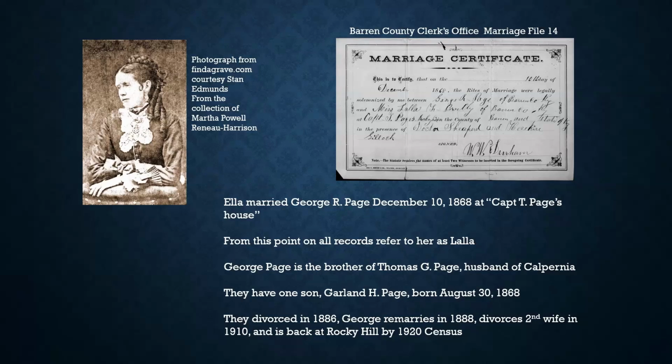She has one son, Garland, who was born in August 1868, which is the date pulled from his headstone. So this means he was born several months before his parents were married. Lala and George divorce in 1866. George remarries, divorces his second wife, and then moves back to Rocky Hill before he dies in 1929.